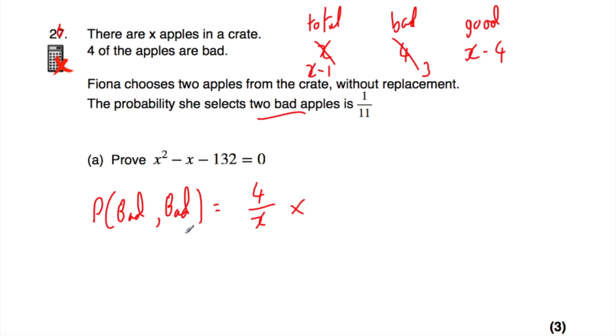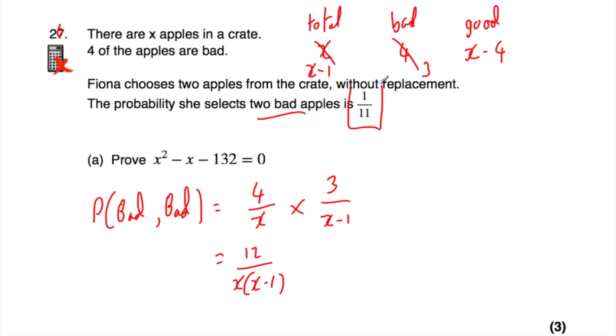So if we want to find the probability that the second apple is bad, it'll now be 3, because there's 3 bad apples, out of the total, which is X minus 1. And that's fantastic. So we can now multiply these together. 4 times 3 is equal to 12. And X times X minus 1, let's just write it in brackets, X bracket X minus 1. So we've now found an expression for the probability of 2 bad apples.